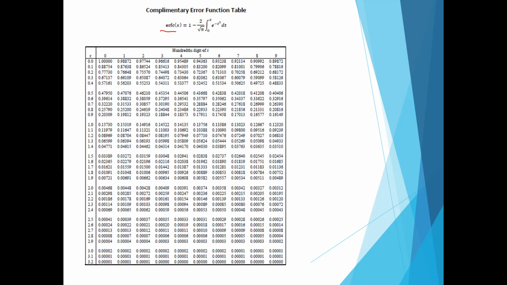So 0.43, for example. If the input X is equal to 0.43, then the output of the complementary error function is this one, 0.54311. If X is equal to 2.15, for example, which is this one, the output is 0.00236. That is how to read the table.